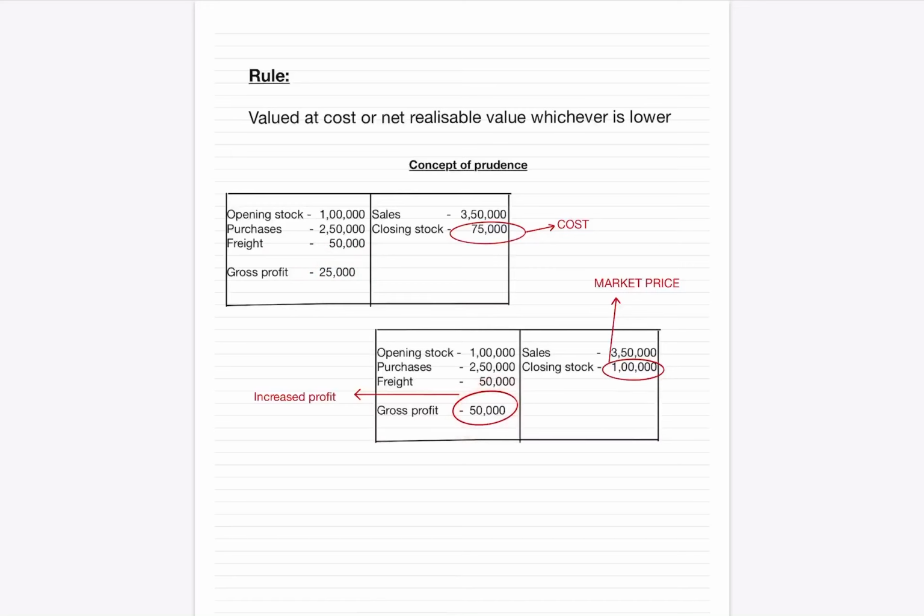Even though there is no change in the situation, there is a possibility of two profits. One is a normal profit and another one is an increased profit. Thus, as per the concept of prudence, the profit should not be overstated. Thus, it leads to framing the rule as whichever is lower. If not, the enterprise will be eager to show an overstated profit.